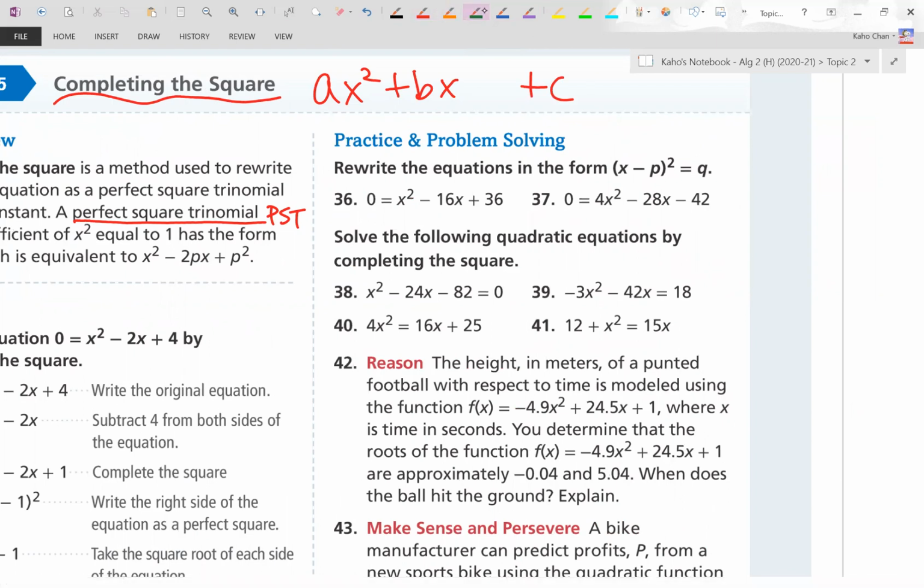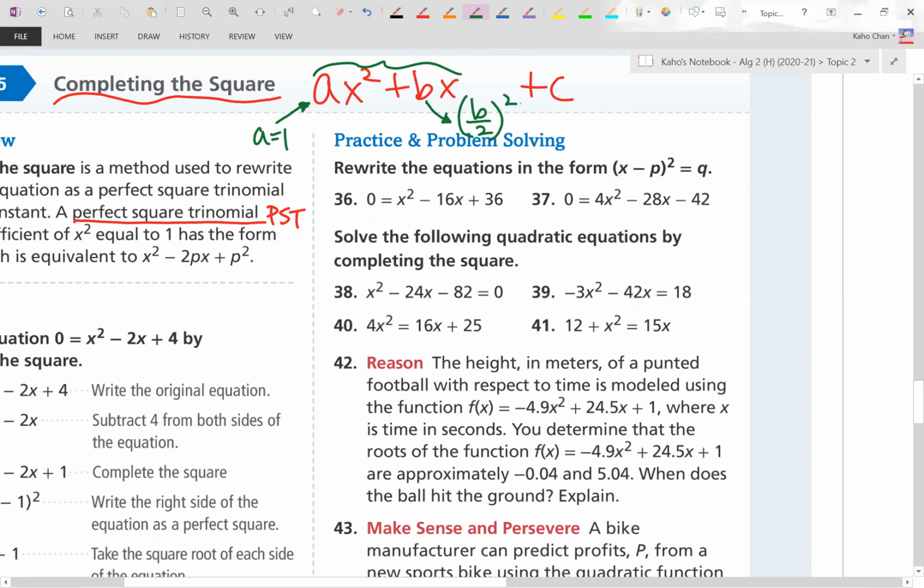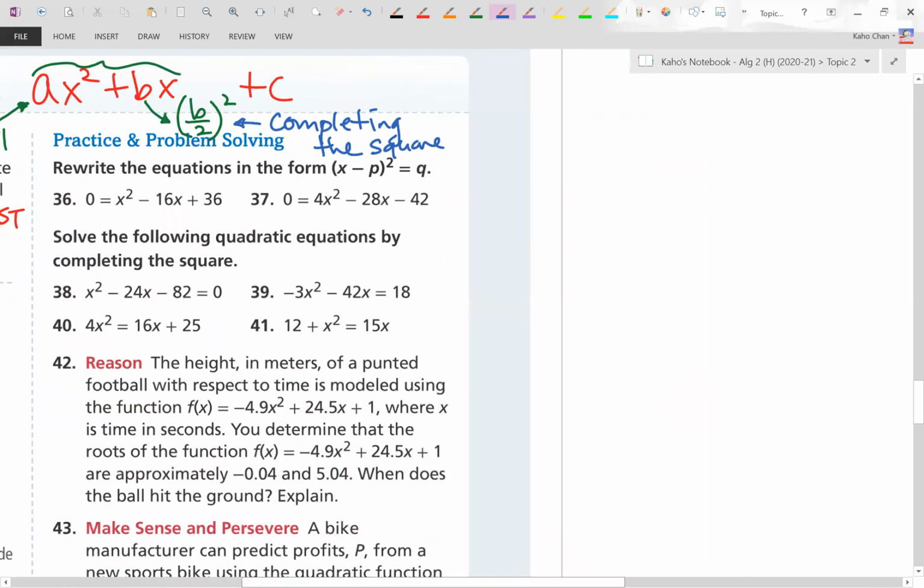You want to make sure a couple things. A is 1. If A is not 1, you got to factor that out. It's a lot more work. And if A is not 1, you got to factor out from A and the B part. Just remember that, okay? Then if A is 1, you can go ahead and take half of B and square it. That will complete the square. And when you do this, you do create a perfect square trinomial. All right, let's do it.